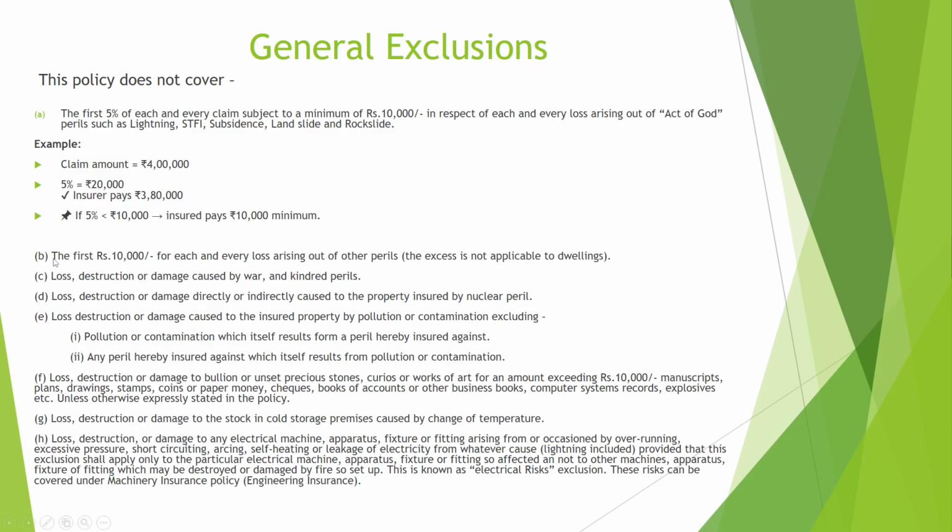Okay, the next point: the first rupees 10,000 for each and every loss arising out of other perils. The excess is not applicable to the dwelling. So if you are opting for insurance for a dwelling, this clause is not applicable. Other than a dwelling, this clause is applicable. Loss, destruction or damage caused by war or any kindred peril, like if a war type situation happens, these policies do not come into effect.